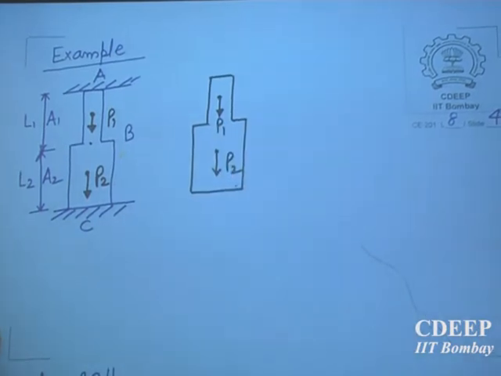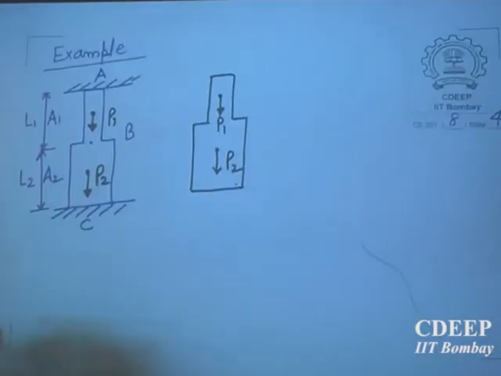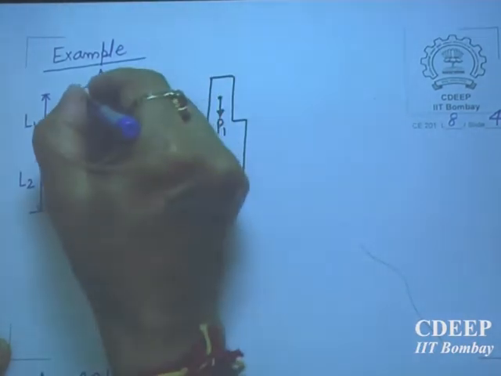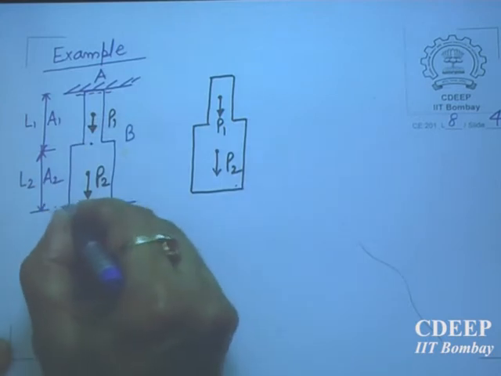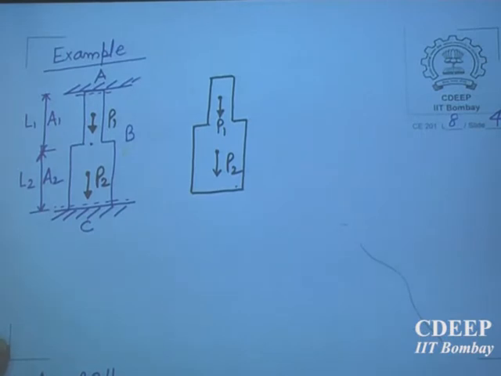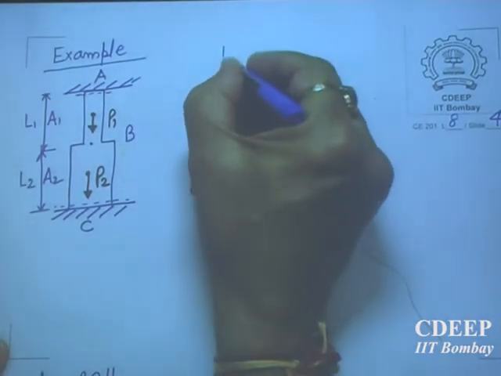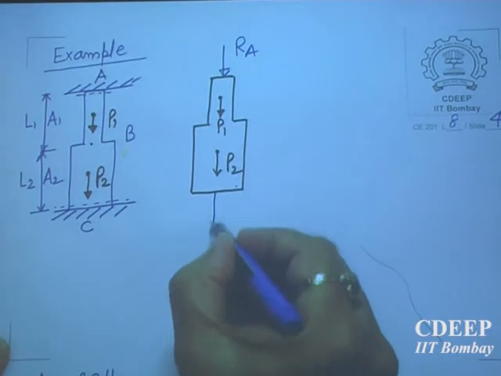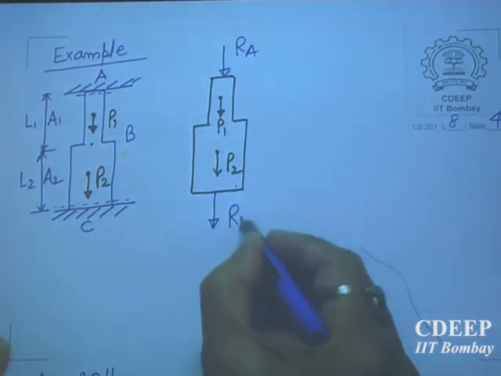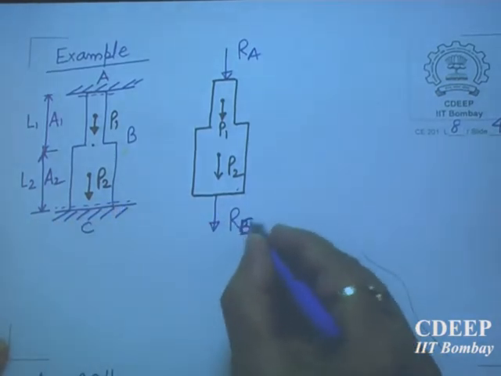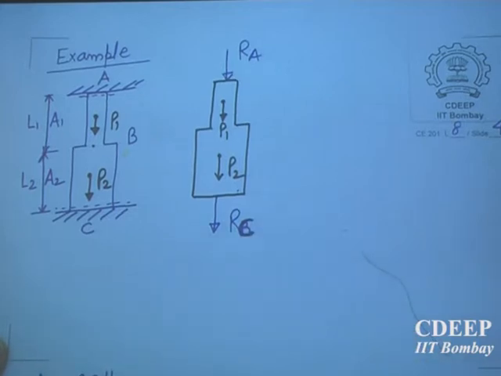Now because it is being pulled down, there will be some reaction at this support. I have cut it here. Free body diagram means I have cut it here and I have cut it here, removed from the support. So the support will offer some resistance. So reaction has to be given. Let us call this RA, and at this point RC, reaction at point C.